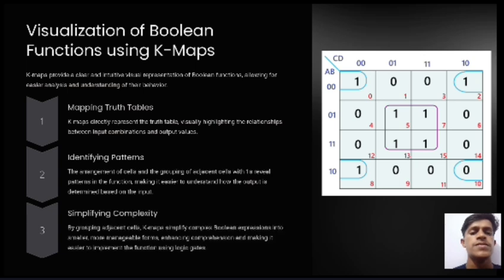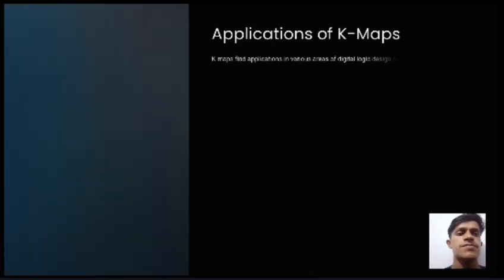Third, simplifying complexity. By grouping adjacent cells, K-maps simplify complex Boolean expressions into smaller, more manageable forms, enhancing comprehension and making it easier to implement the function using logic gates. Next, applications of K-maps. K-maps find application in various areas of digital logic design and related fields.